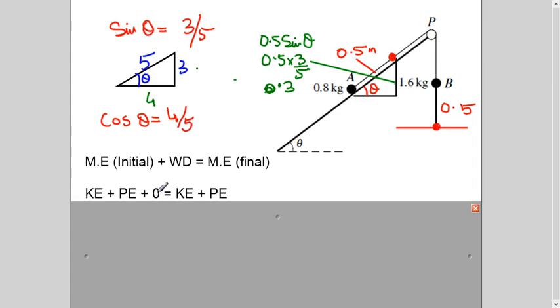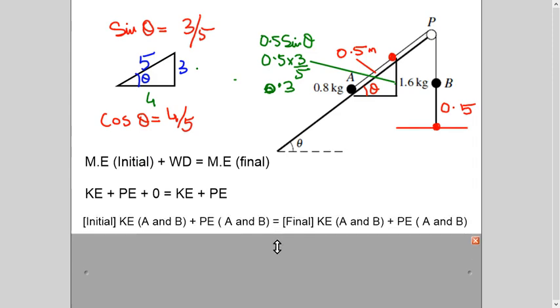Why did I write 0 here? Because work done is due to friction or due to a pulling force. They both are not here, right? So I'm writing 0 here. So basically I can say the mechanical energy initially will equal the mechanical energy finally. And mechanical energy is kinetic and potential. This side is talking about the initial arrangement: kinetic energy at particles A and B plus potential energy at particles A and B initially. And then finally, the kinetic energy at A and B and potential energy at A and B.